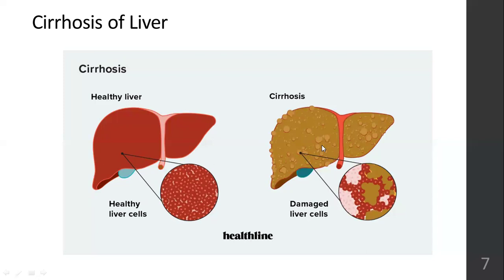So this is a diagrammatic representation of cirrhosis of liver. This is what we call nodular regeneration. The hepatocytes that are trying to survive through the scarred tissues are called nodular regeneration, because they appear like nodes. And it is a serious, irreversible disease condition.